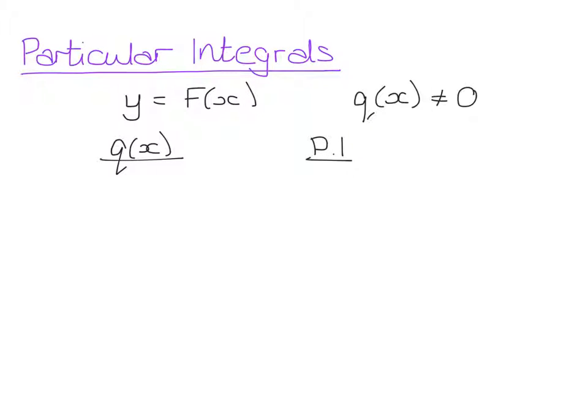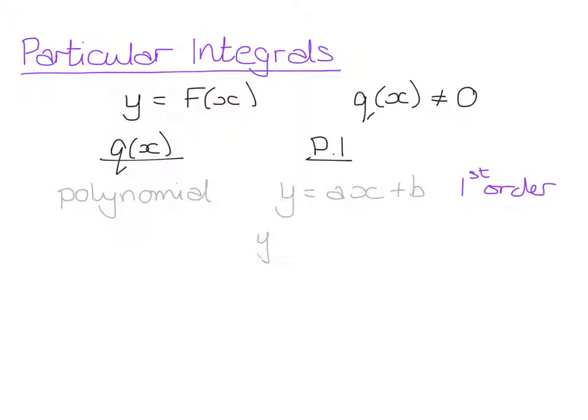So, if the function q of x in our original ODE was a polynomial, then we can try using a function f of x which is a polynomial of the same degree. So we could try y equals ax plus b for any first order ODEs, and we could try the polynomial y equals ax squared plus bx plus c for any second order ODEs.